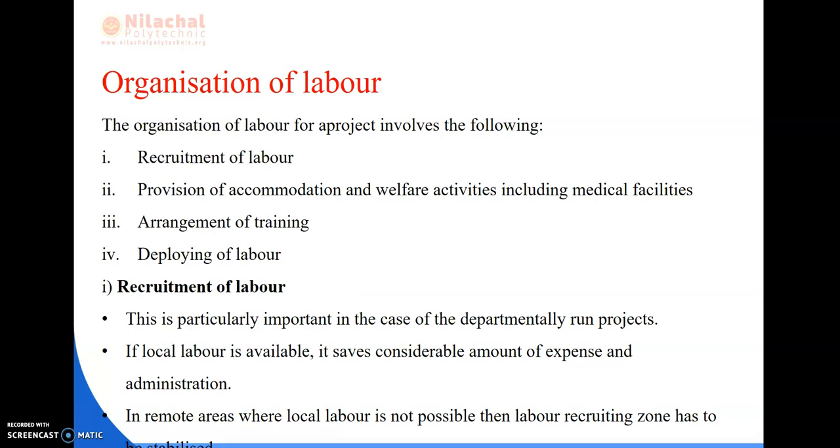In the recruitment of the labor, labor has been recruited in the departmentally run projects, and if the local labor is available, then a considerable amount of expense and administration is required. But in the remote areas, the local labor is not available. So in that area, the recruiting zone has to be stabilized.